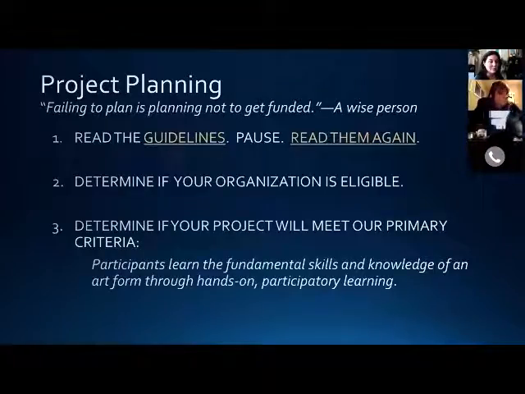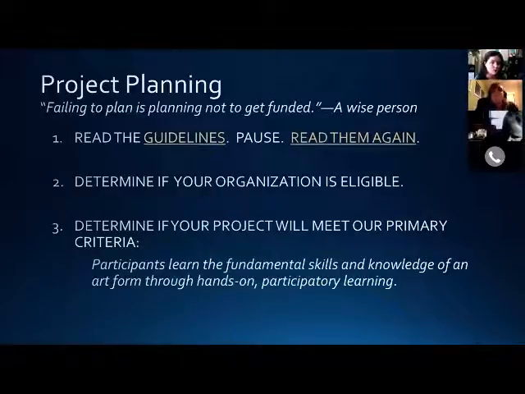So the first thing you should do is read the guidelines. And if you get a copy of this PowerPoint presentation, the guidelines are embedded here. But the guidelines are also found on our website on the Artists in Schools and Communities page. They're a downloadable PDF. So you should read the guidelines, pause, go get a cup of coffee, and then read them again. Because almost everything you need to know about the grant is contained in the guidelines. Then you'll want to determine if your organization is eligible, meaning are you a school, a 501c3 organization, or under the umbrella of a university?